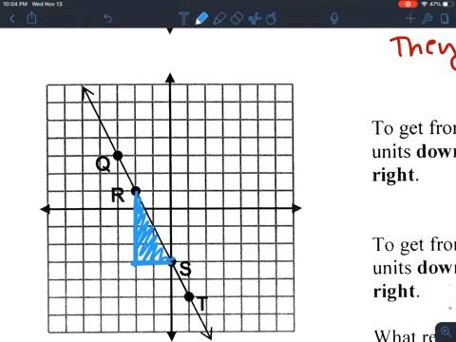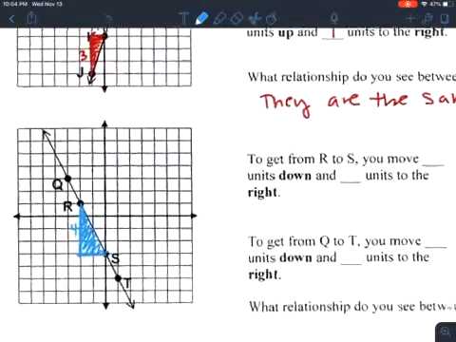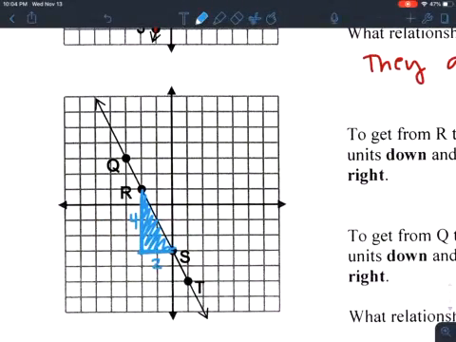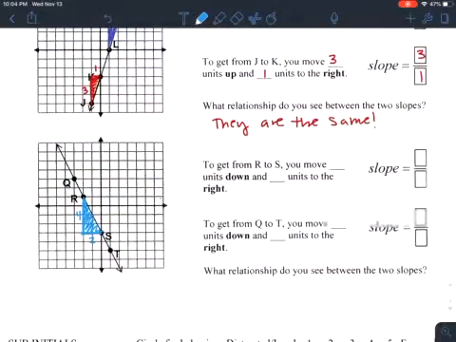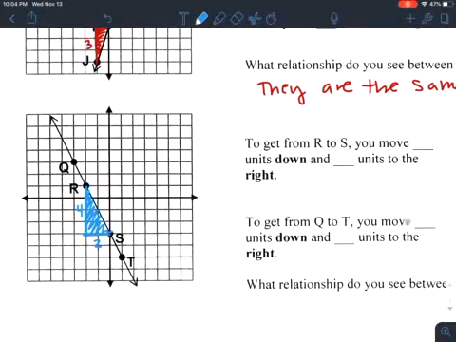And then I want to figure out how far up and down I went. So this is 4 up and down. Okay, and 2 to the right. So this one's actually a little bit different when we do the slope. Because instead of going up, I actually went down. So I'm moving 4 units down, 2 units to the right.